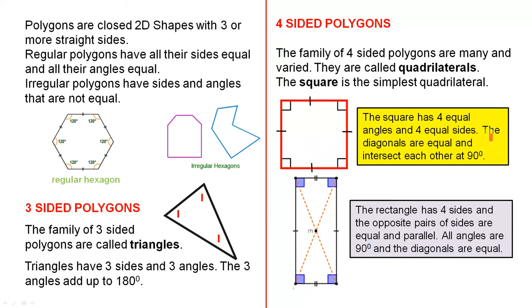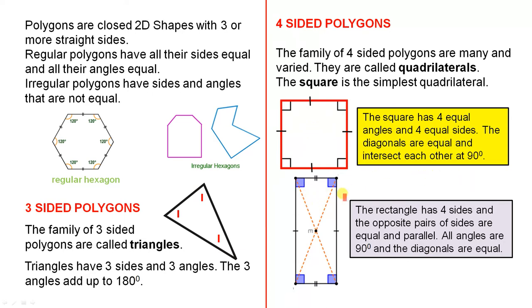The diagonals are equal and intersect each other at 90 degrees. So when you go from that corner to that corner, and from that corner to that corner, if you draw those lines, you'll have 2 diagonals. They're equal, and they meet here in the middle at 90 degrees.